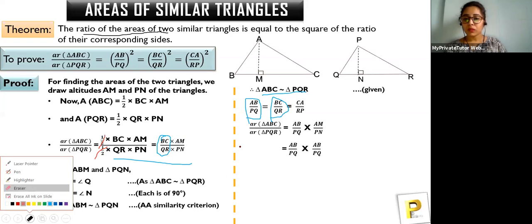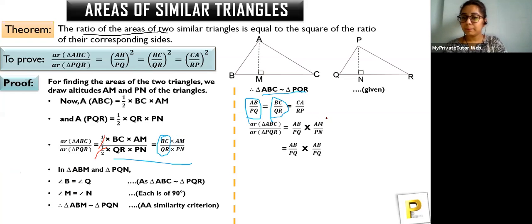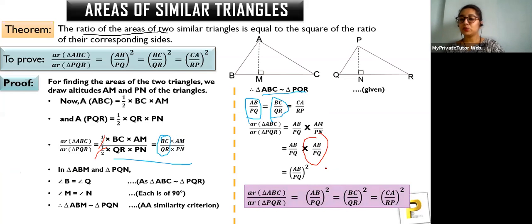Because BC by QR is equal to AB by PQ, it is equal to AM by PN as well. So this will become AB by PQ and this will be AB by PQ the whole square. From this you get the answer, that is what you had to prove: the ratio of areas of two similar triangles is equal to the ratio of the squares of their corresponding sides.